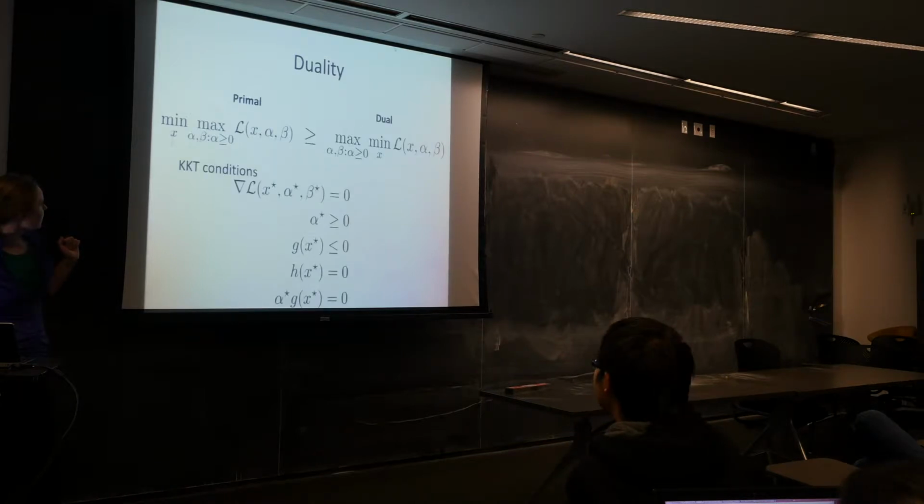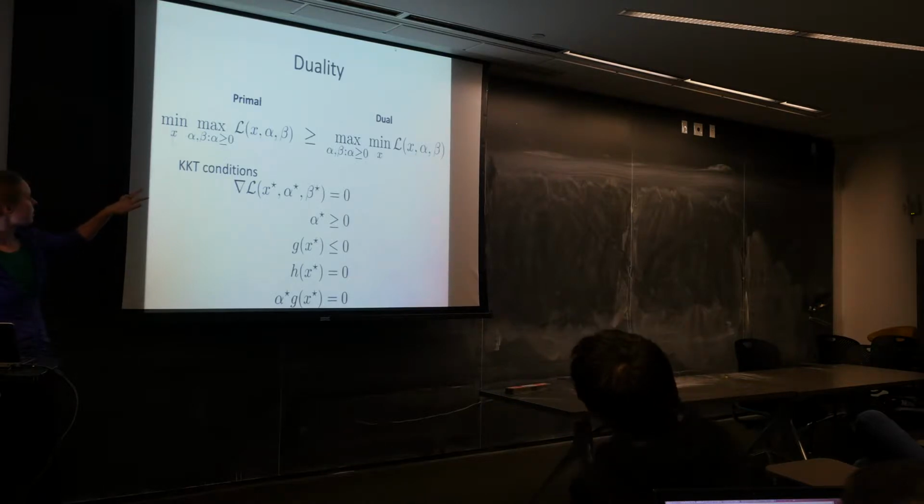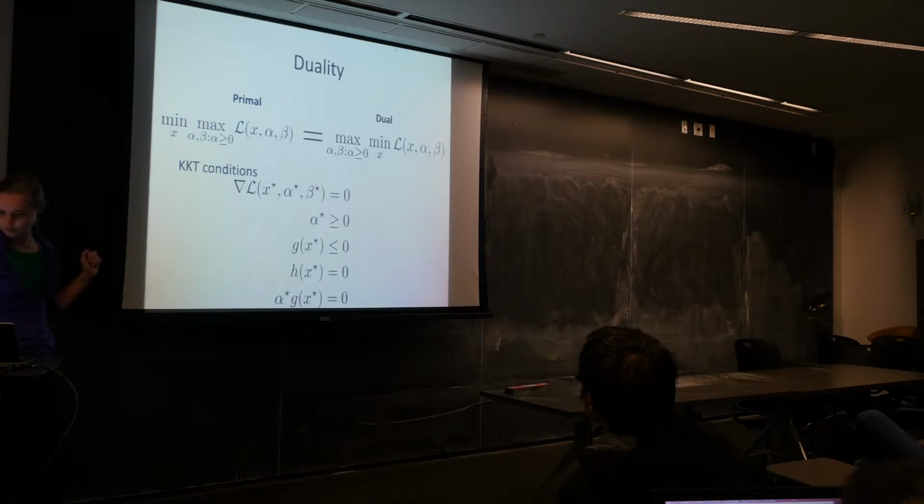So here you know that the primal is always greater than or equal to the dual. This is weak duality, but in some cases they're actually equal. So for convex optimization, if these KKT conditions hold, then there's strong duality, the primal equals the dual.